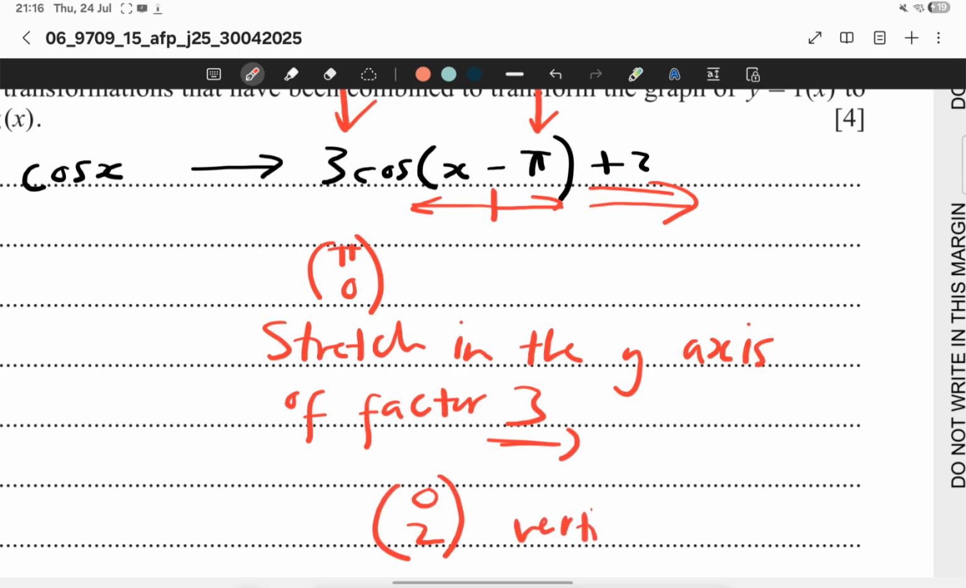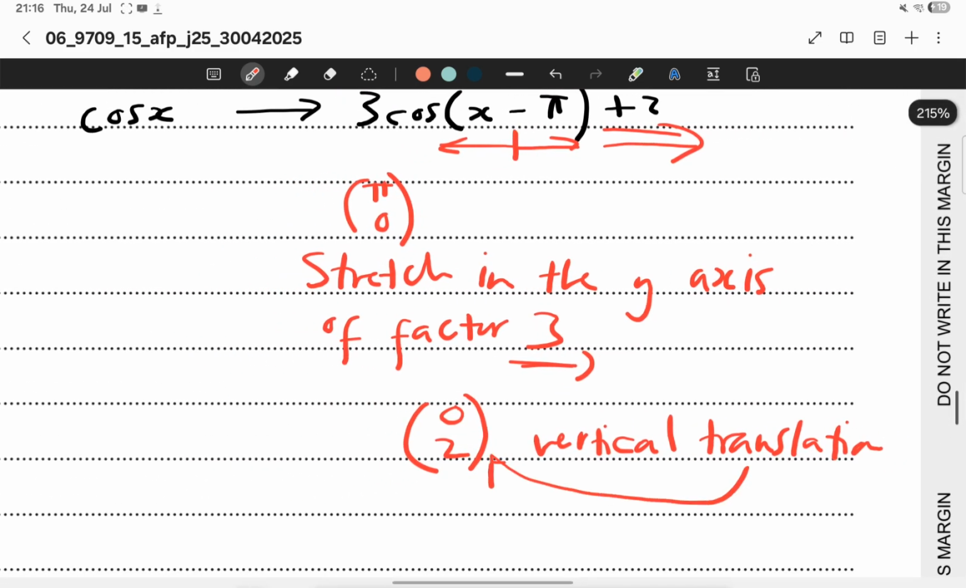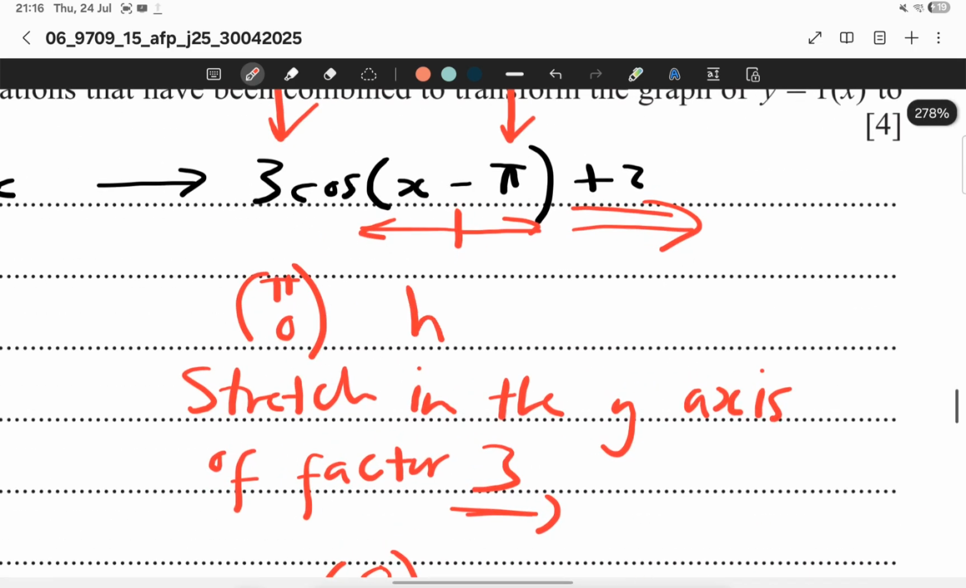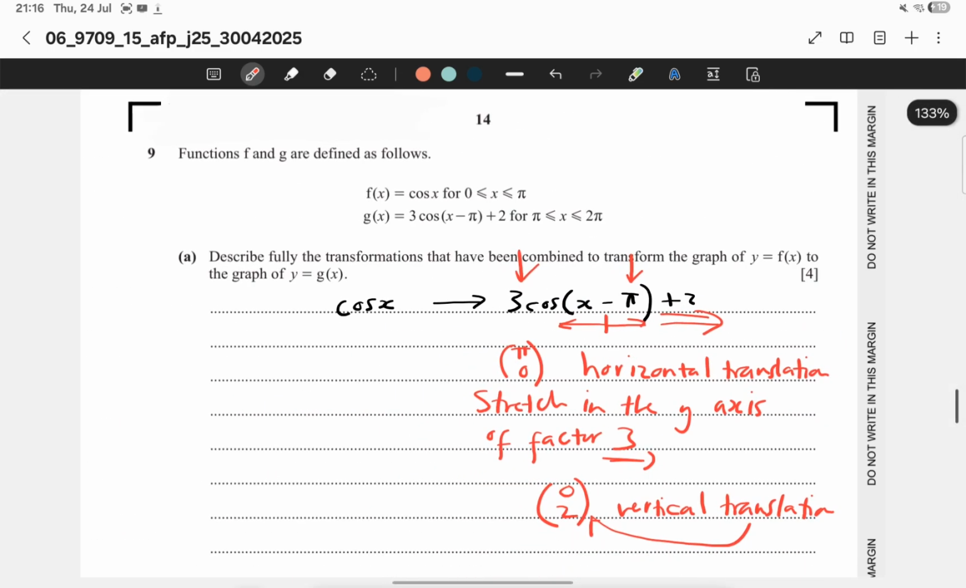Vertical translation of vector this. Then this is the horizontal translation, right? Horizontal translation. Then you get your 4 marks for part A.